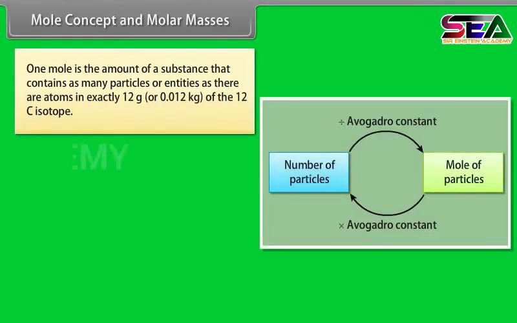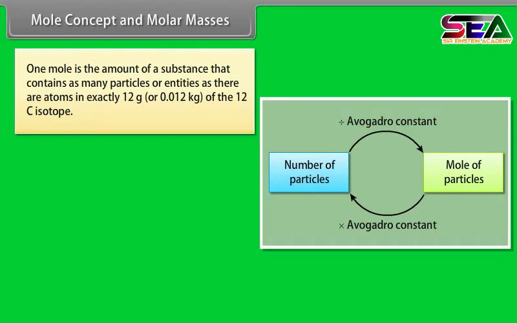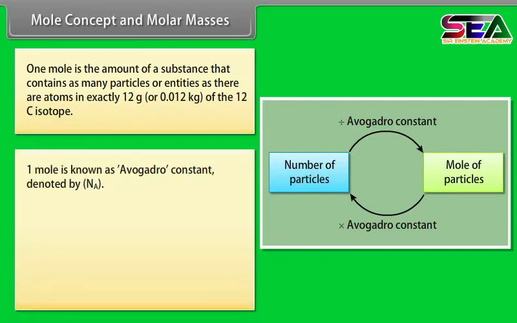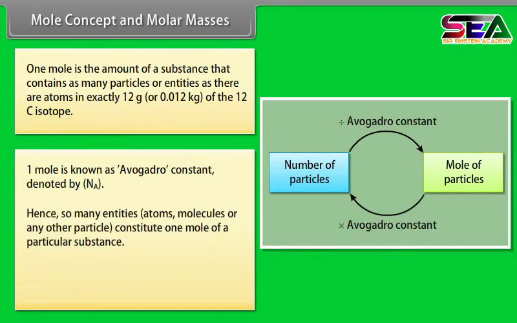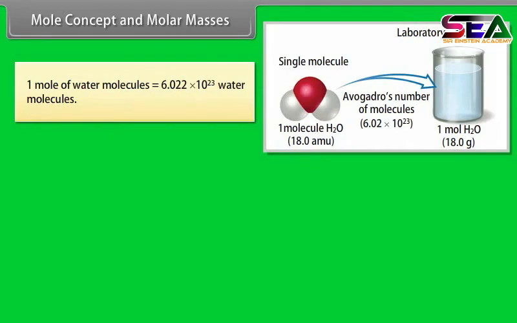Mole concept and molar masses. 1 mole is the amount of a substance that contains as many particles or entities as there are atoms in exactly 12 gram or 0.012 kg of the carbon-12 isotope. 1 mole is known as Avogadro constant, denoted by NA. Hence, so many entities, atoms, molecules or any other particle constitute 1 mole of a particular substance. Or we can say that 1 mole of H atoms is equal to 6.022 into 10 raised to the power 23 atoms. 1 mole of water molecules is equal to 6.022 into 10 raised to the power 23 water molecules.